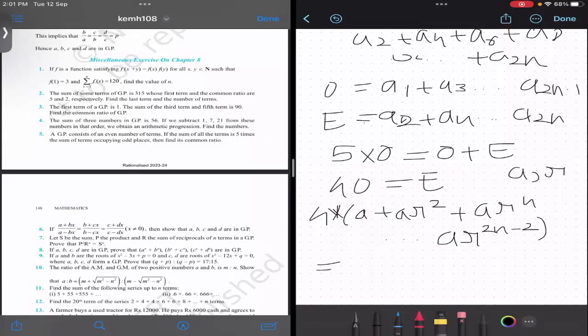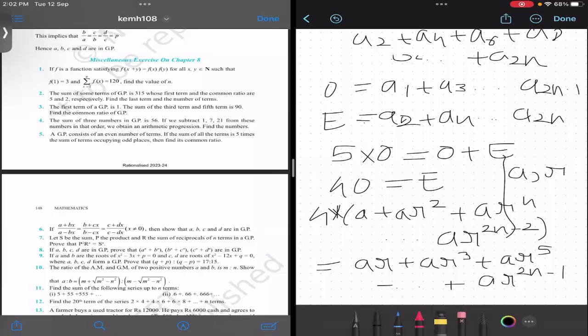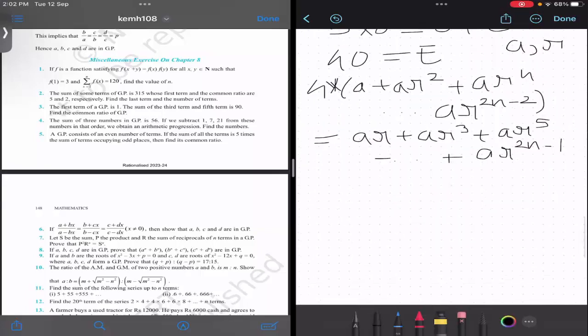And on the RHS, you would have AR plus AR cube plus AR power 5 up until plus AR to the power 2n minus 1. So the number of terms in LHS is n, number of terms in RHS is also n. Here the common ratio is R square. Here the common ratio is also R square. The first term is A here. The first term is AR here.